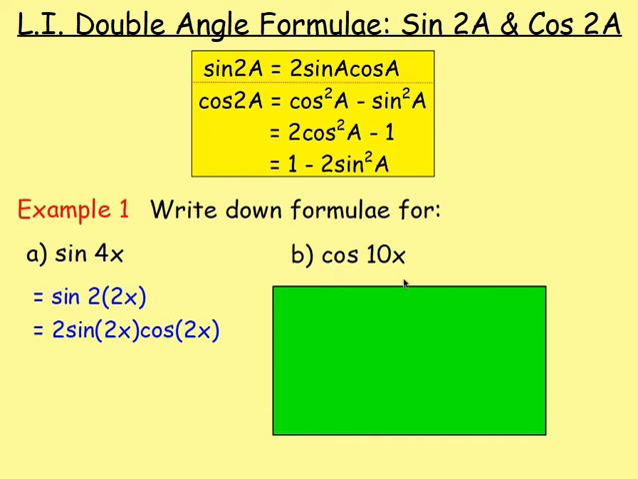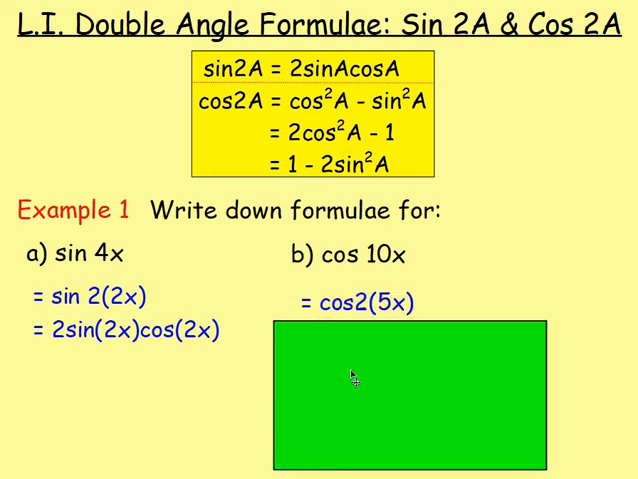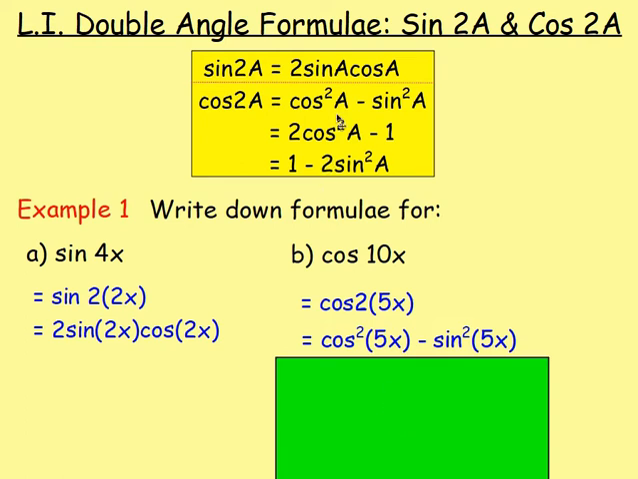Next question, cos 10x. Again, you want to rewrite that as cos 2 times something. So 2 times what gives you 10x? Well, you know that's going to be 5x. So you'd have cos 2 times 5x, and again, thinking about it, you're replacing the A with 5x. That's what you're multiplying the 2 by. So you can replace the A with 5x here. So doing that, you will end up with cos squared 5x.